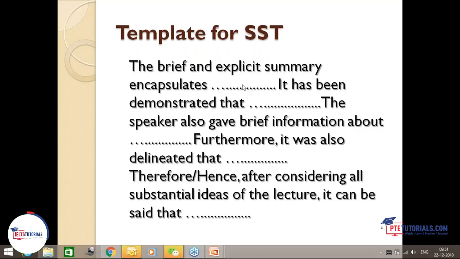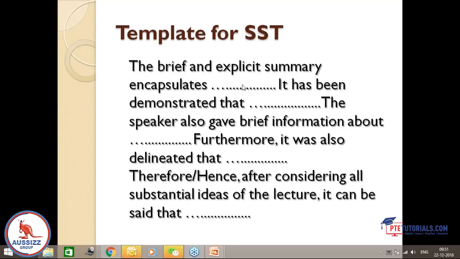Next, the speaker also gave brief information about blank. Again, I need a group of words. Furthermore, it was also delineated. You can deduct the word furthermore from here. I'm not saying rewrite the full-fledged line. Even I'm not saying write the full line. The speaker also gave brief information about, cut the words the speaker also gave. The brief information on this was delineated in the lecture. This was, put your keywords. Then, therefore, or hence, whatever you can use.